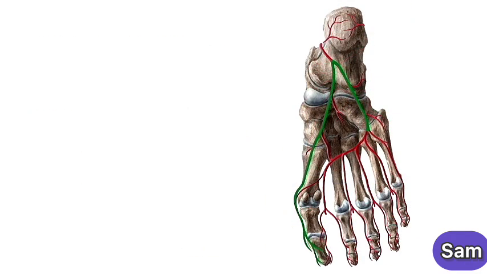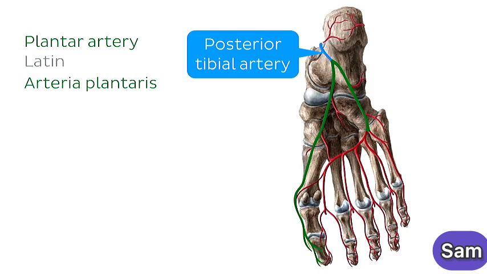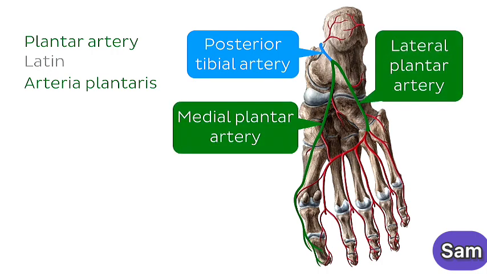The final arteries of the foot are the plantar arteries. As the posterior tibial artery travels down the posterior aspect of the leg, it travels posterior to the medial malleolus to reach the sole of the foot. It then terminates as a bifurcation, forming the medial and lateral plantar arteries of the foot.